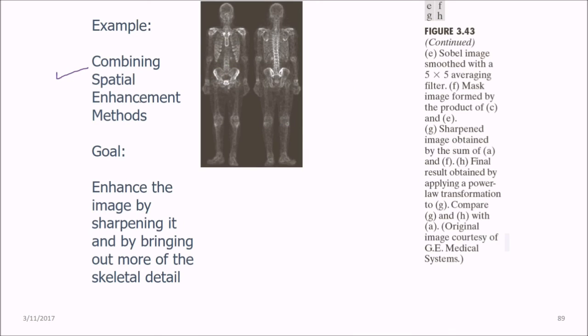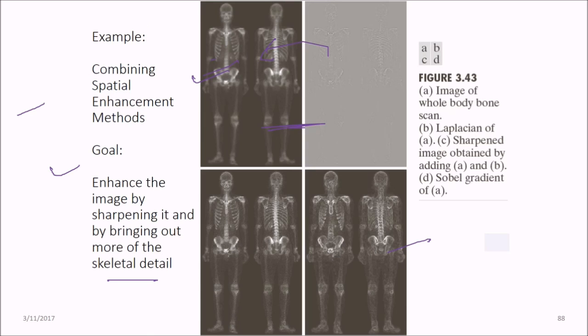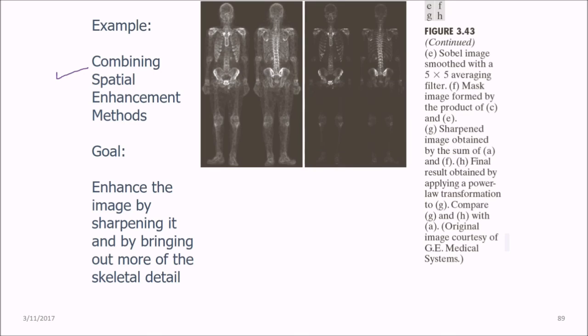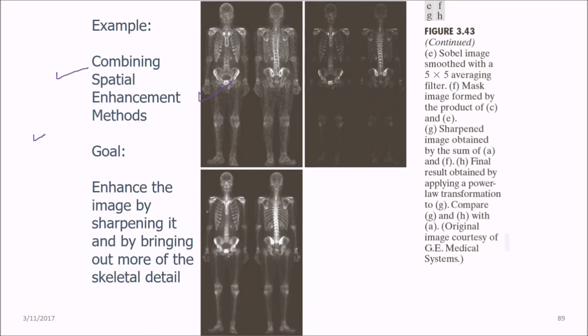One more example, combining spatial enhancement methods. First we combine the spatial enhancement methods of different variations. Now this is the combination of spatial enhancement methods. This is the Sobel image smoothed with a 5 by 5 averaging mask, and this is the mask image formed by the product of the previous results. We have seen the previous C result and this E result. Now we have the sharpened image obtained by the sum of A and F.